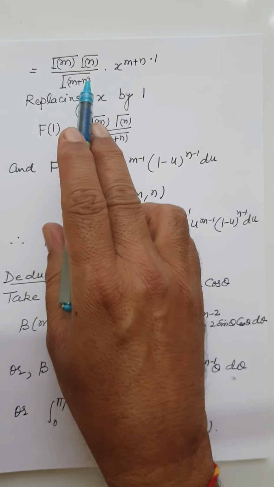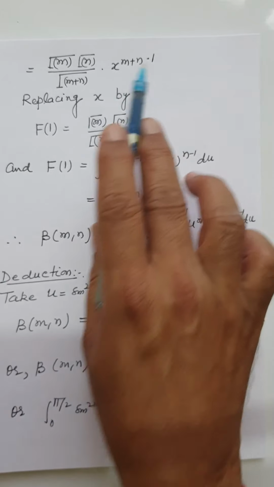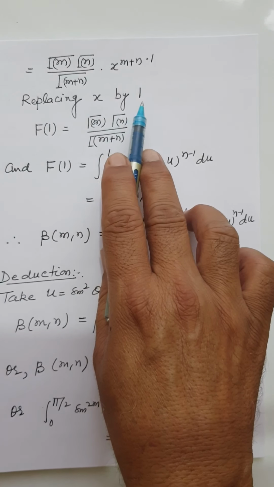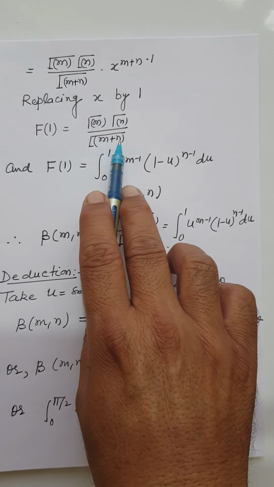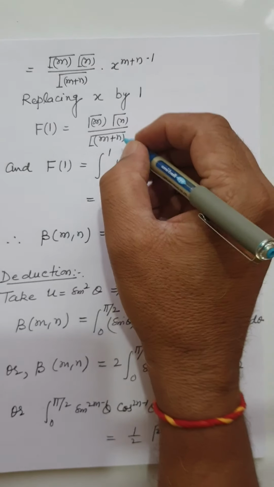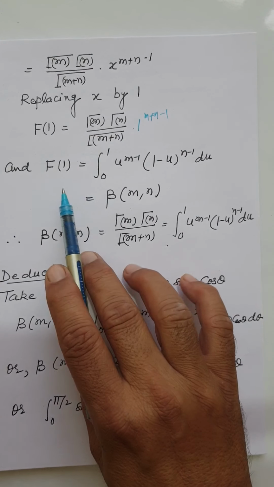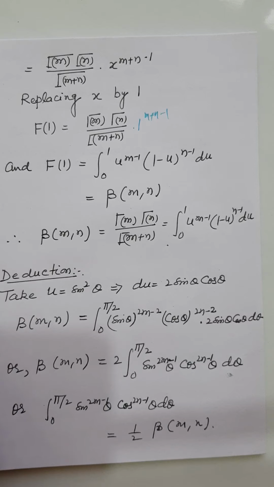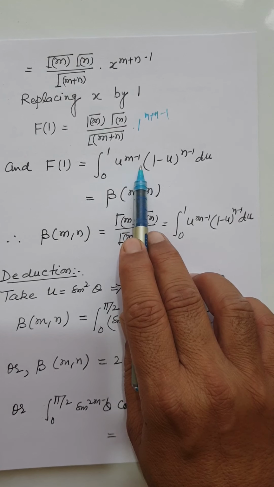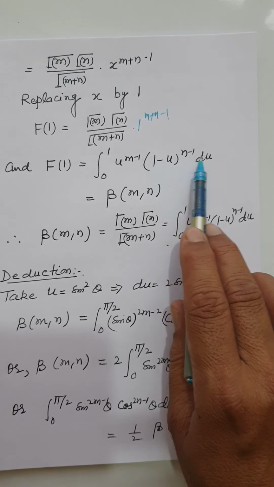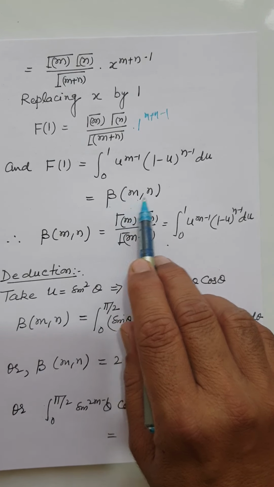So f of x is gamma m gamma n upon gamma m plus n, times x raised to power m plus n minus 1. Replacing x by 1, f of 1 is equal to gamma m gamma n upon gamma m plus n into 1 raised to power m plus n minus 1. Now, the definition of f of x is the integral from 0 to x of f of u g of x minus u du. Therefore f of 1 is equal to the integral from 0 to 1 of u raised to power m minus 1 into 1 minus u raised to power n minus 1 du, or we can write this one as beta m n.